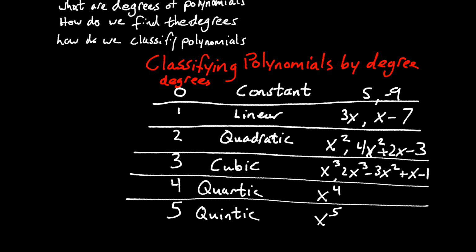The last thing we're going to do in this video is take a look at a couple different polynomials. We're going to put them into standard form, and then we're going to classify them based on the type of polynomial that they are and their degree. So let's take a look.